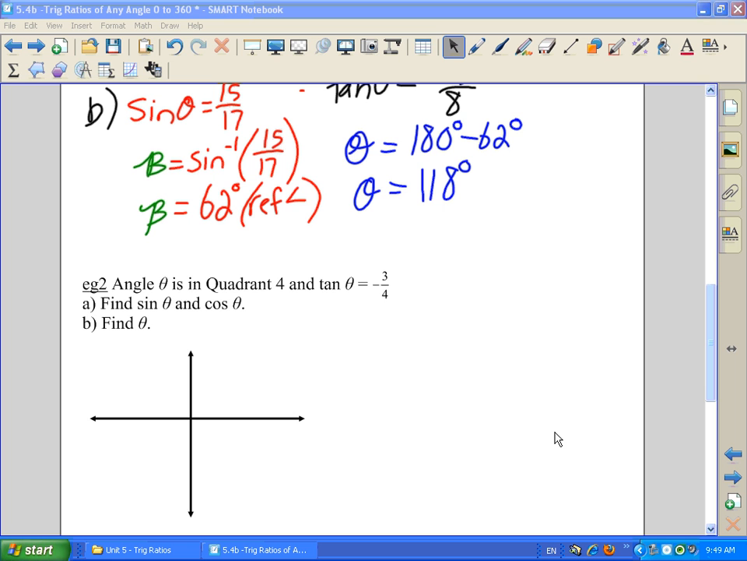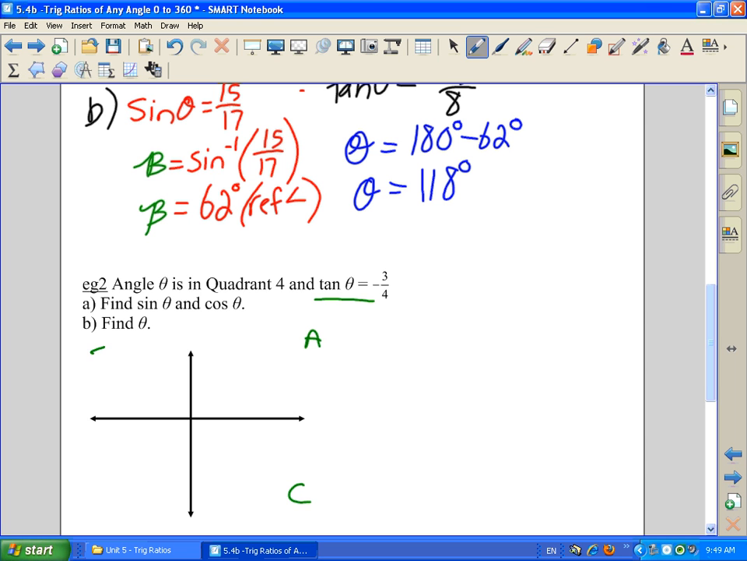Okay, let's take a look at example 2. Example 2 is a little different in that I don't necessarily give you a point. I give you the ratio and tell you what quadrant it is in. First of all, you could get a question in your homework which says tan theta equals negative 3 over 4. Just remember, where is tan negative? Let's just use our CAST rule for a second, guys. Okay, so one part where it's negative is in quadrant 2, and it's also negative in quadrant 4. But it tells us we're in quadrant 4, ladies and gentlemen.